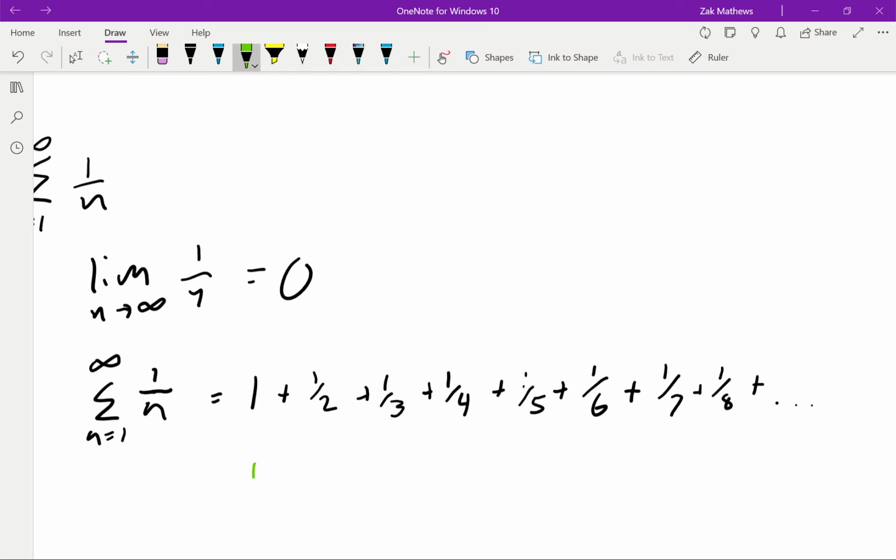So let's take a look at this. We're starting off with a 1. We're adding a 1/2 to it. Then a third and a fourth, that would be a little bit greater than 1/2. We could find its exact value. This would be 4/12 and then 3/12. That would be 7/12, a little bit greater than 1/2. And that 1/2 is the key there. I'll come back to that.